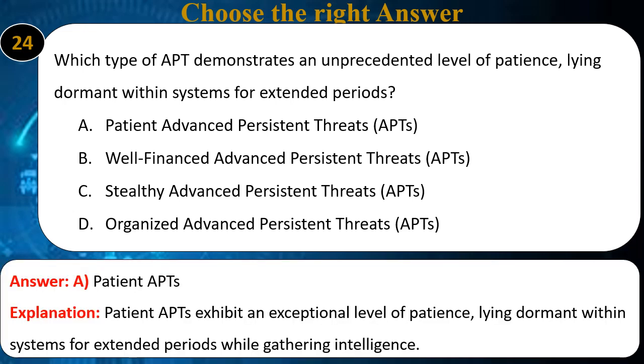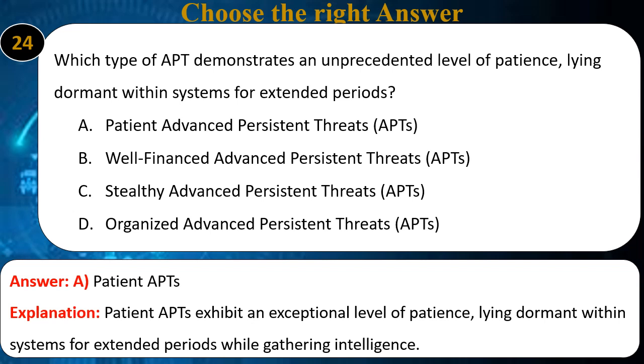The correct answer is A. Patient advanced persistent threats, PAPTs. Here's why the other options are less likely. B. Well-financed advanced persistent threats. While financial resources can enable APTs to sustain lengthy campaigns, it doesn't directly relate to their patience or tendency to remain dormant. C. Stealthy advanced persistent threats.